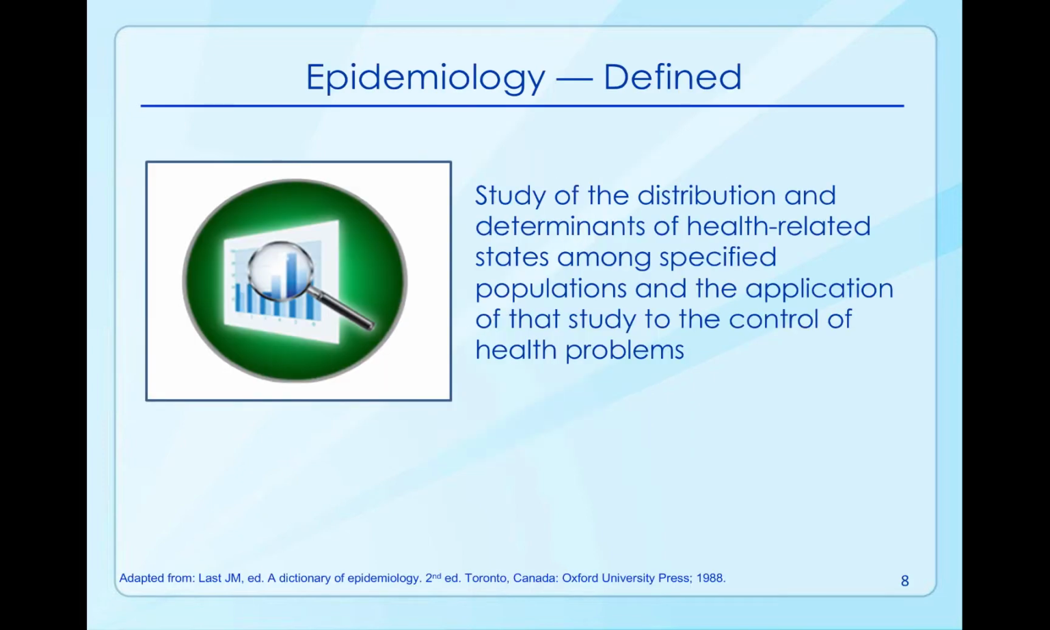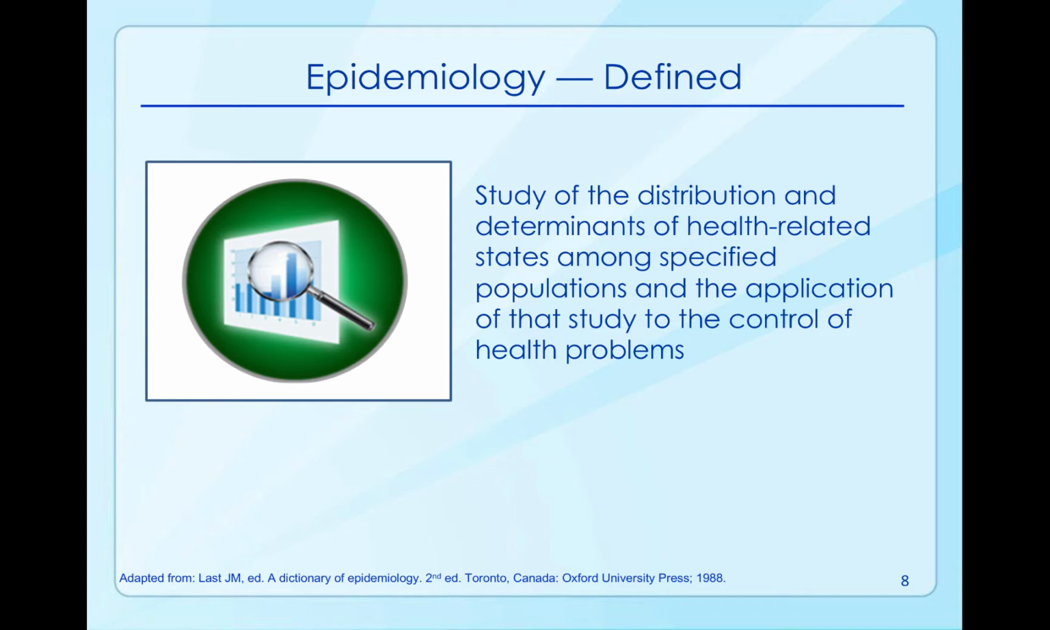This is a definition of epidemiology. It's really kind of wordy, but if you break it apart a little bit, it's the study of the distribution, so where is this problem, and the determinants. What are the risk factors, what caused it, of health-related states among specific populations, and how you take that information to control the health problem.